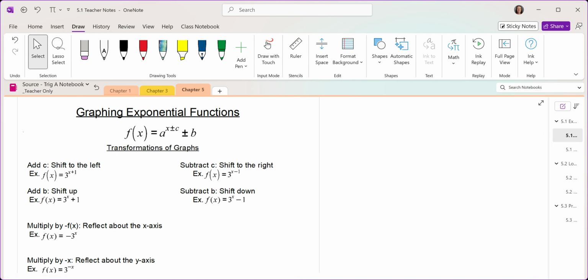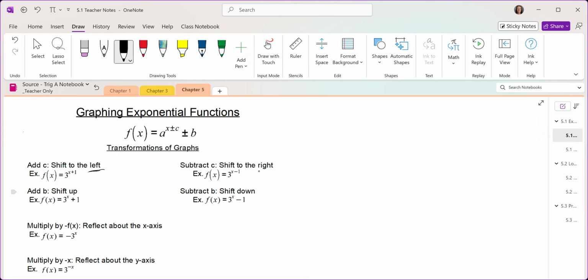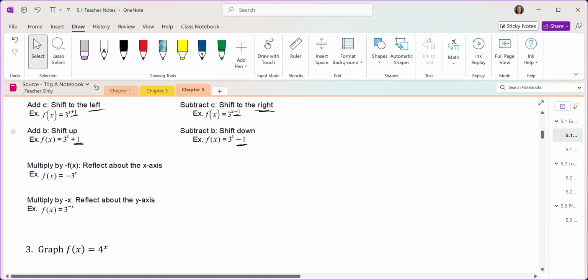And when you graph, you are doing the same transformations that we did when we had sine and cosine graphs. So you are going to be shifting left or right, and that depends on the plus or minus in the exponent, and it's opposite of what you think. So if it's a +1, you're going to the left. If it's a -1, you're going to the right. And then we're going to have a shift up and down. And then you're also having reflections.